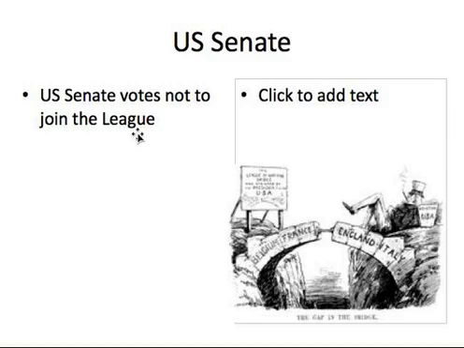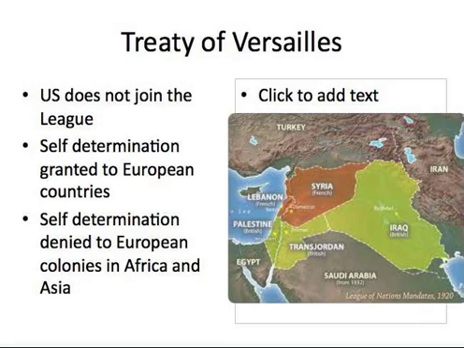The U.S. Senate is the one in charge of who joins the treaty. One of the great ironies that you'll study next year in U.S. history is that the U.S. Senate votes not to join the League of Nations. So the League of Nations happens. It's a U.S. idea, but the U.S. does not join. We actually sign a separate peace treaty with all the warring nations. So in the end, with the Treaty of Versailles, the U.S. doesn't join the League, and self-determination is granted to European countries, but it is denied to European colonies in Africa and Asia. This will play a major role in the Middle East.